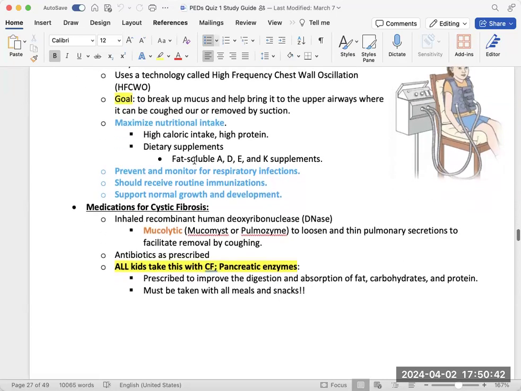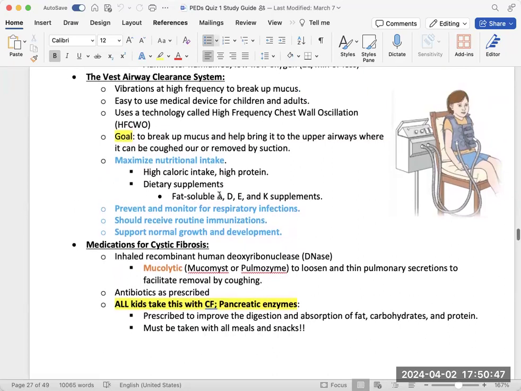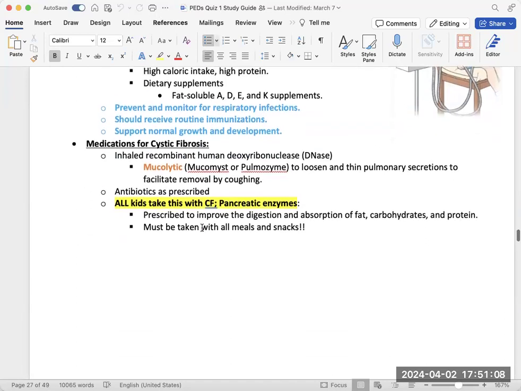Other things that we will do is that we need to maximize nutritional intake. So, they basically need dietary supplements of fat-soluble vitamins like A, D, and K. Why? Because we said they can't absorb those. So we need to give them supplements that are fat-soluble so that they're still able to get their dietary needs. They also need a high caloric intake and high protein intake to help support those needs. We want to prevent and monitor for respiratory infections. They need routine immunizations because they're very much at risk for infections, and we need to support normal growth and development.